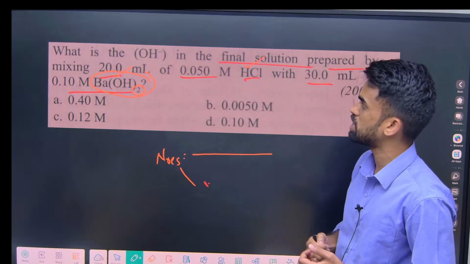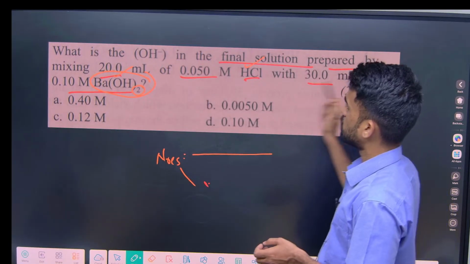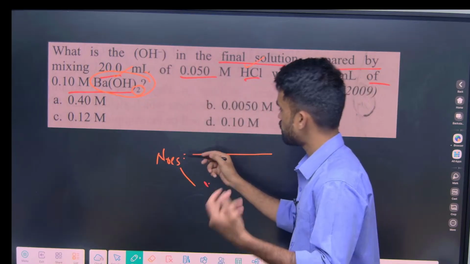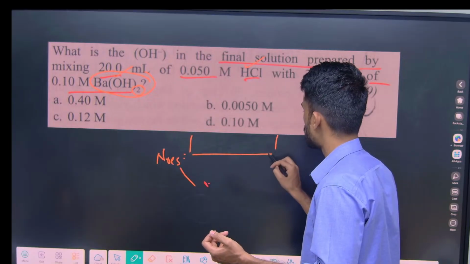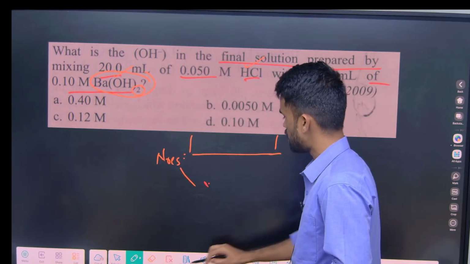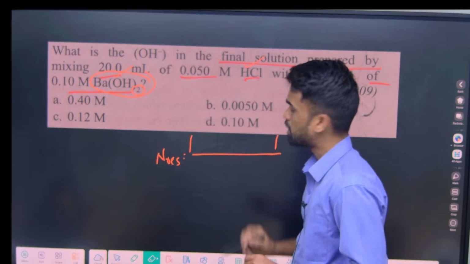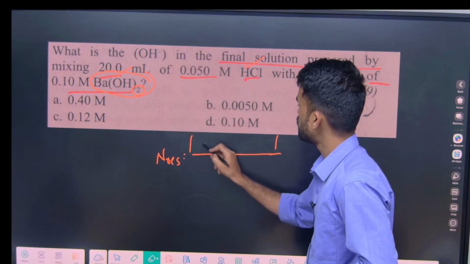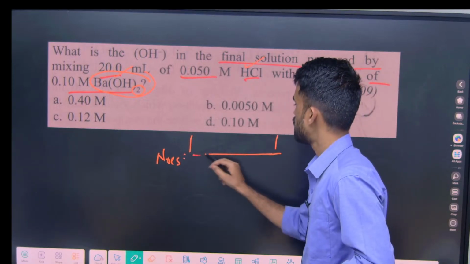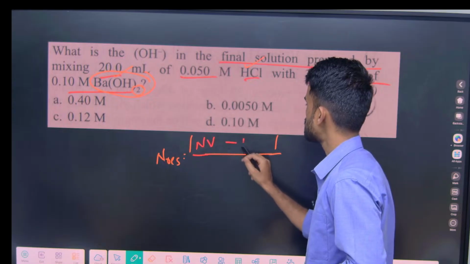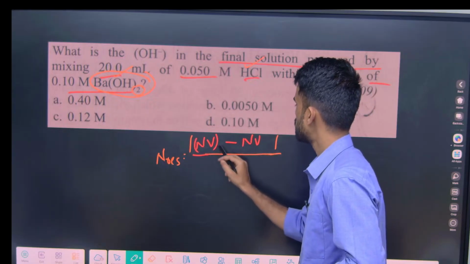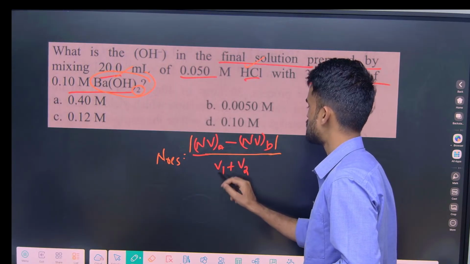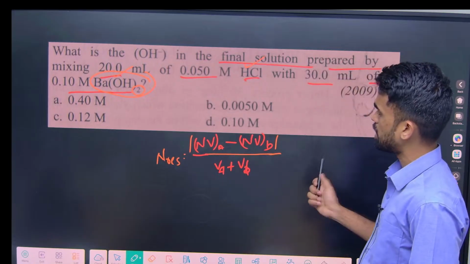But which one's concentration is more here? 0.1. Mixing 20 ml of 0.05 molar HCl. Otherwise you just take the mod of this, which means you are going to take only the positive value. In the denominator you are going to get V total. Now tell me what I should take in the numerator. N into V of acid minus N into V of base, you take acid and base. In the denominator V1 plus V2, acid plus base. Now try it and tell me.